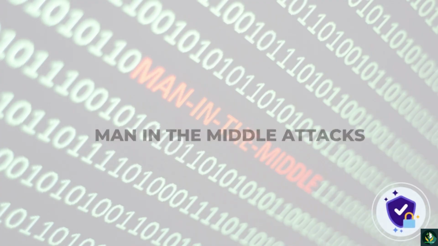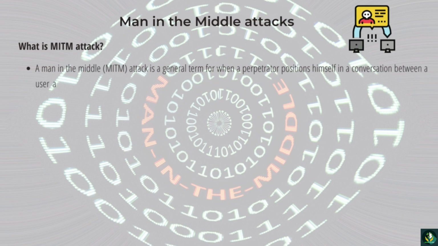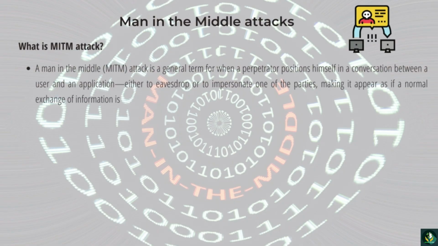Man-in-the-middle attacks. What is a man-in-the-middle attack? A man-in-the-middle (MITM) attack is a general term for when a perpetrator positions himself in a conversation between a user and an application, either to eavesdrop or to impersonate one of the parties, making it appear as if a normal exchange of information is underway.